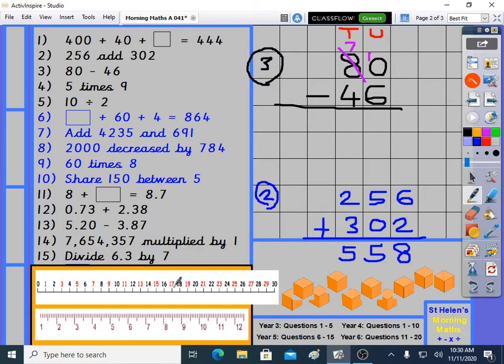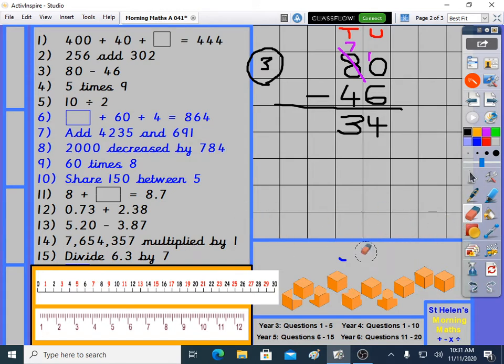10 take away 1, 2, 3, 4, 5, 6. We've got to do that carefully. 10 take away 6 is 4. You might know that from number bonds. 7 take away 4. 7 take away 1, 2, 3, 4 is 3. And we get 34. That was question 3 done.